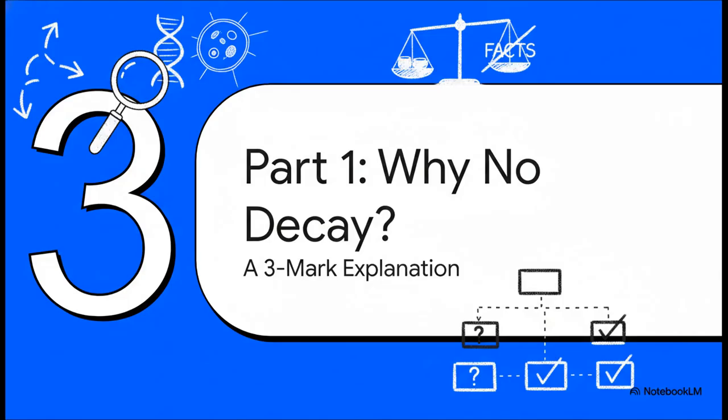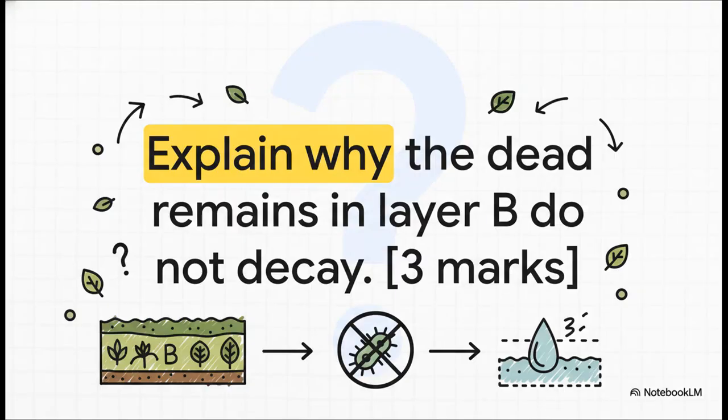All right, time to tackle the first part. This is a 3-marker, which means you can't just throw out a single fact. You've got to build a proper logical argument. So, the question is, explain why most of the dead remains of plants in layer B do not decay. 3 marks are up for grabs, so we need 3 solid connected points to make our case.